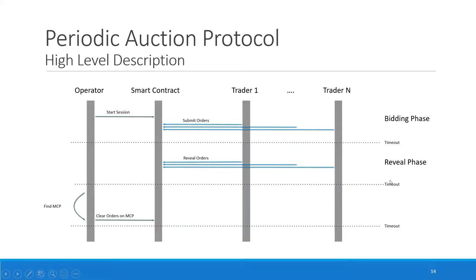Once the reveal phase is closed, the operator can decrypt the revealed orders and begin matching them to find the market clearing price, and then generate a proof that this MCP was computed correctly and post the MCP along with the proof to the smart contract, where the smart contract will verify the proof and accept the MCP if the proof was successfully verified.